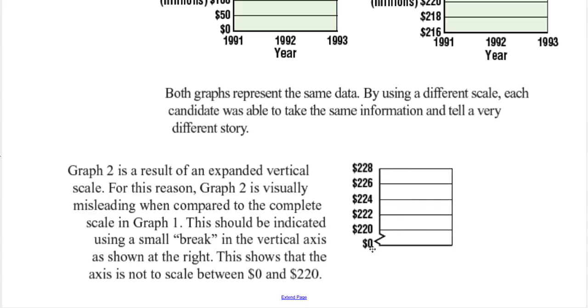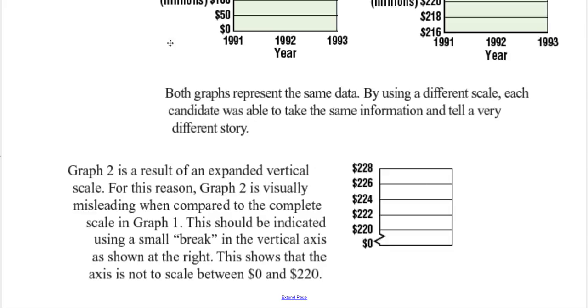This is the break that we're talking about. It shows that the axis is not to scale between 0 and 220. So if you include a break, you will tell the person reading this graph that it is not drawn to scale, because 0 to 220 will have a different interval from 220 to 222. This will prevent your graph from becoming misleading.